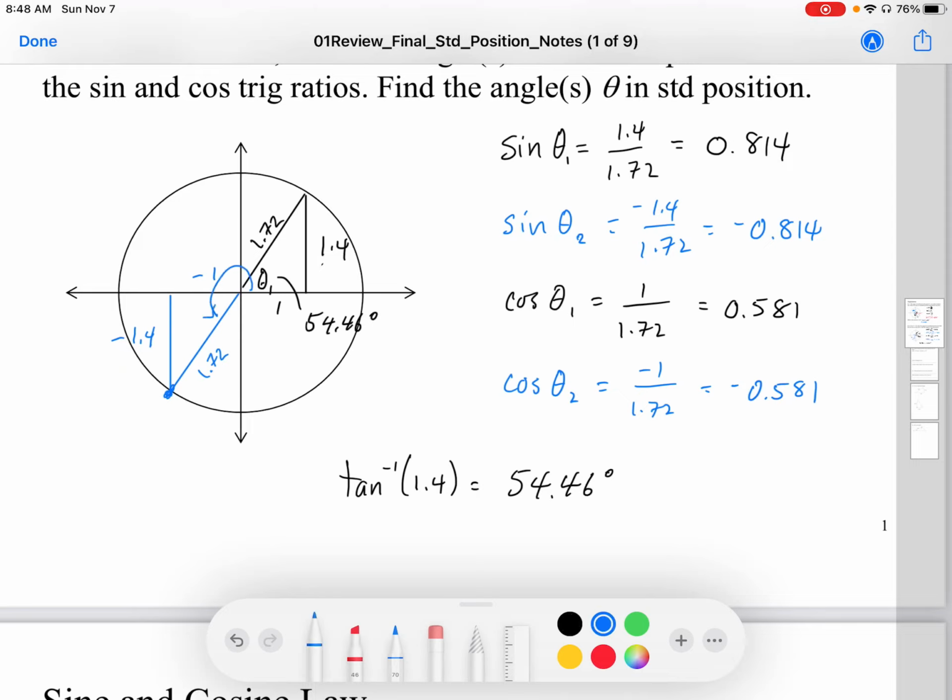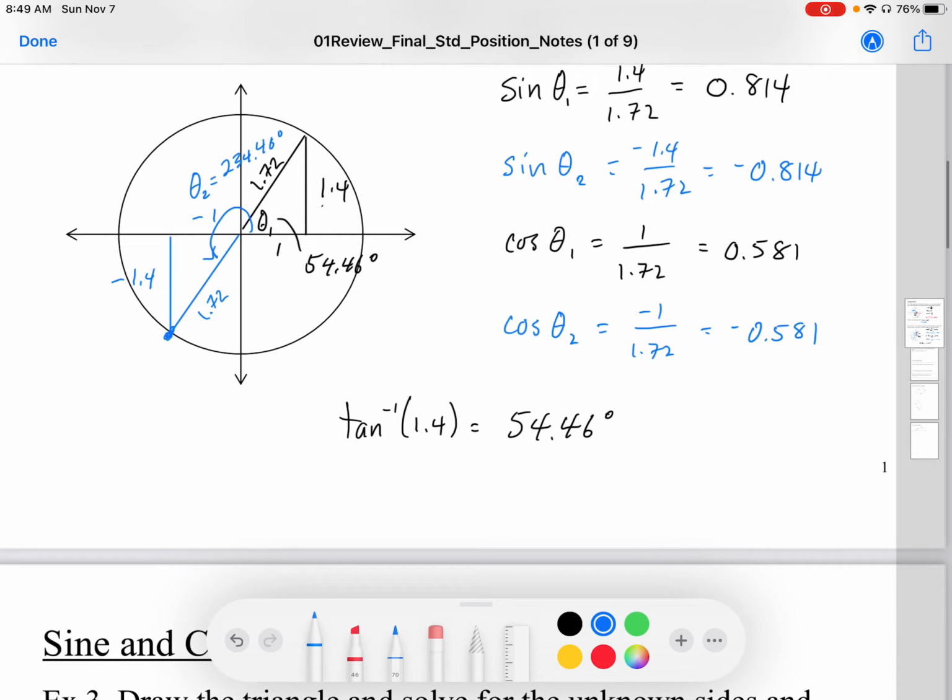Now, because the quadrant is not known, we have to consider that this could have been in quadrant 3, the blue position there, which I'm going to call theta 2. And that angle is on the other side of the circle, so we're going to add 180, and that gives us 234.46 degrees. So we're going to label the first one theta 1, and then theta 2 is the other angle all the way on the other side of the circle, or plus 180 degrees, which is 234.46.